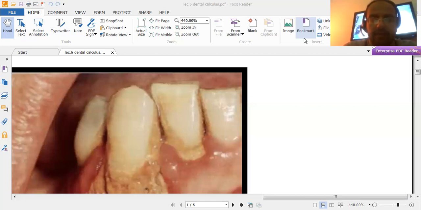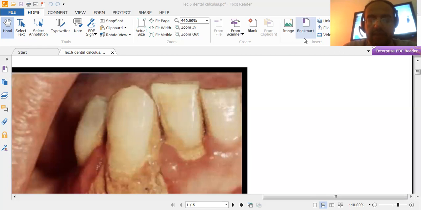The primary effect of the calculus is not due to mechanical irritation, as was originally thought, but is related to its always being covered by bacteria. It plays a major role in maintaining and accentuating periodontal disease by keeping the plaque in close contact with the gingival tissue and creating areas where plaque removal is impossible.